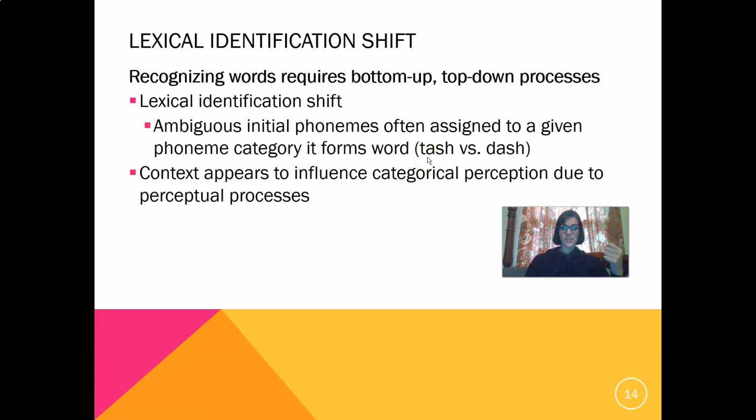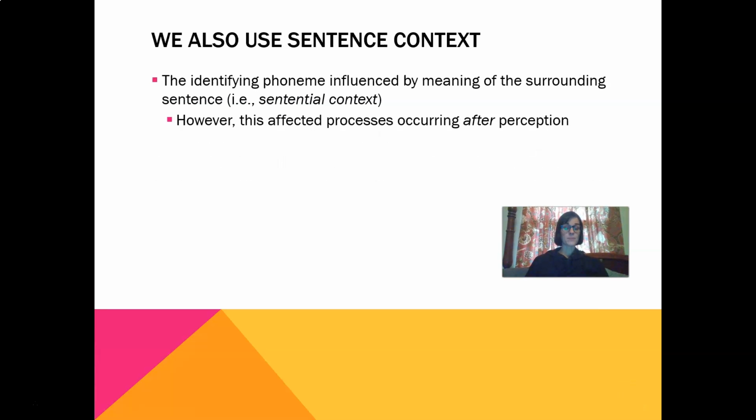Tash, save for that colleague that worked with Dave Pizzoni, is not a word, so we're going to be more likely to assume that that ambiguous sound was a D. That's the case where top-down processing, our understanding of words, helps us interpret this bottom-up information. So context does appear to influence categorical perception, due to how we perceive things and how we process things. It is a combination of bottom-up and top-down.